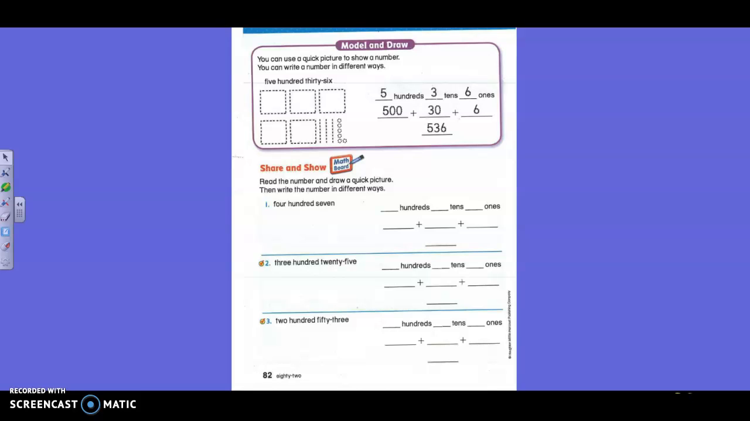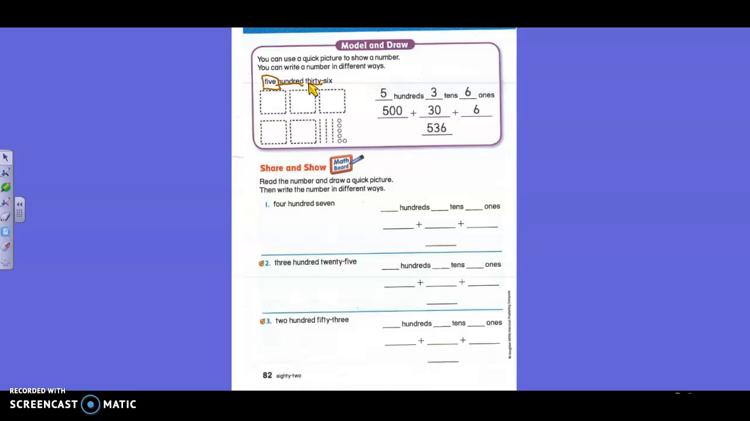Okay, you can use a quick picture to show a number. You can also write a number in different ways. They have this number right here. What's this word, boys and girls? 5. What's this next word? 100. What's this word? 36. 30 and then 6. 536.